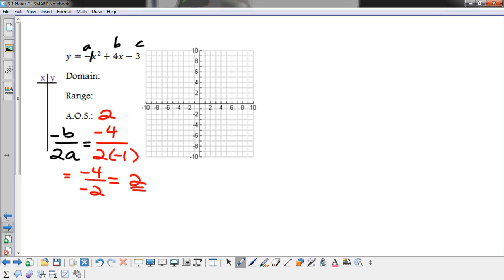How do you find your vertex? We're going to plug that number back in. Okay, so we know it's 2 something. We'll plug that back in. So negative 2 squared plus 4 times 2 minus 3. Okay, remember your order of operations again. We have negative 2 squared. You have to do the exponent first. So you're going to do 2 squared, which is positive 4, then make it negative.